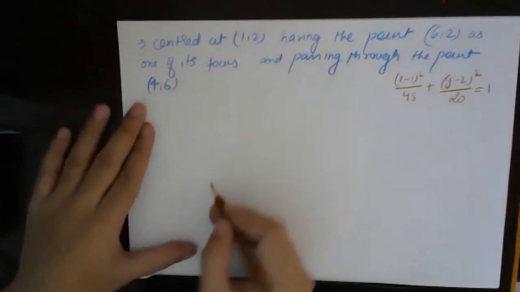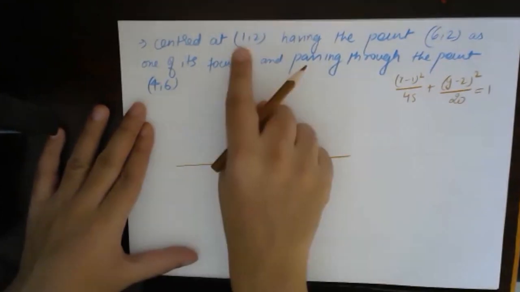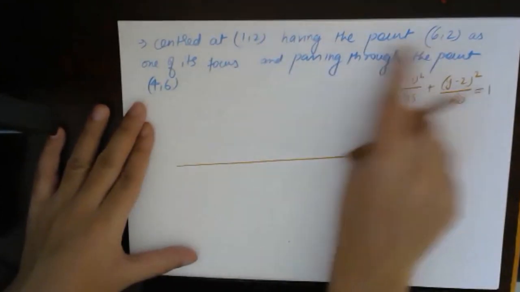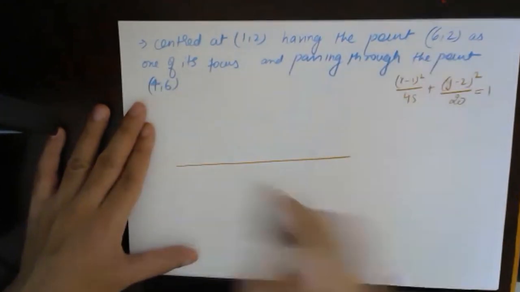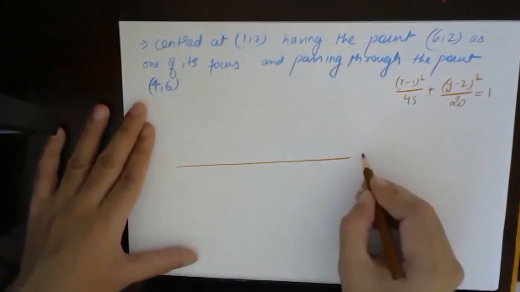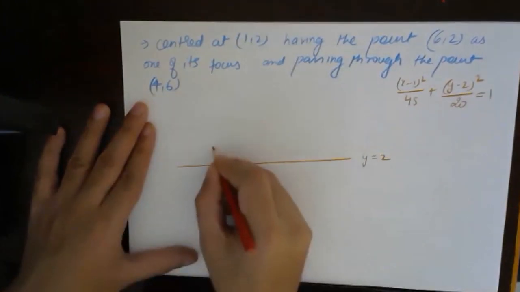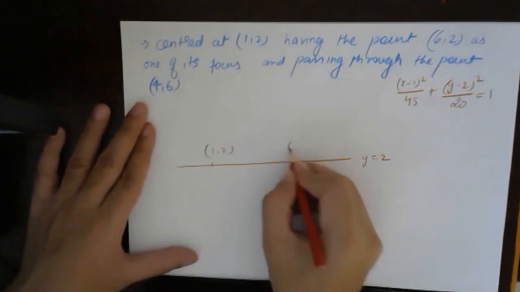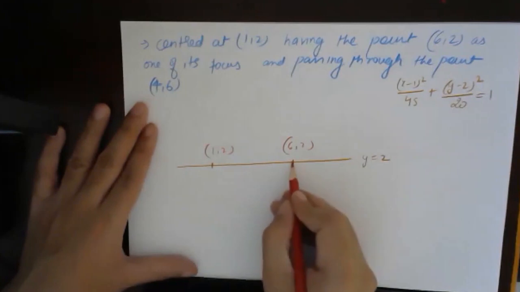Okay, so let's start. Basically, what they are saying is the center is at (1, 2) and one focus is at (6, 2). So these 2 points are lying on the line y is equal to 2. Let's take one point as (1, 2) and the other as (6, 2). This is the center and this is one of the foci.